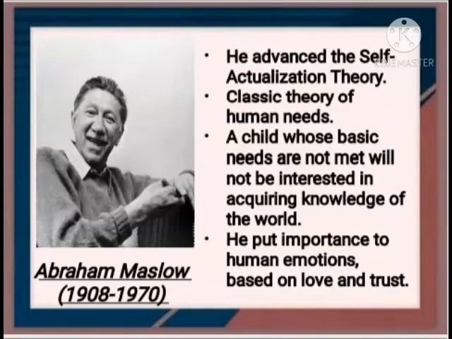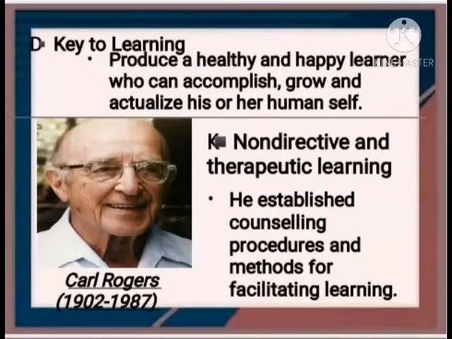Abraham Maslow also believed that a child whose basic needs are not met will not be interested in acquiring knowledge of the world. He also put importance to human emotion, and it is based on love and trust. So, the key to learning is to produce a healthy and happy learner who can accomplish, grow, and actualize his or her human self. So next person is Carl Rogers.